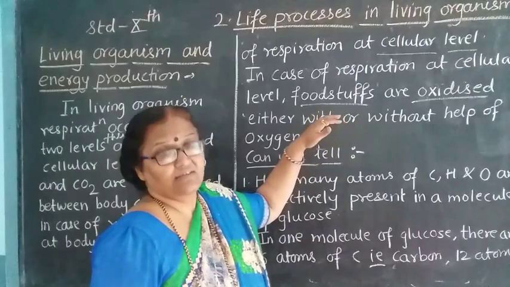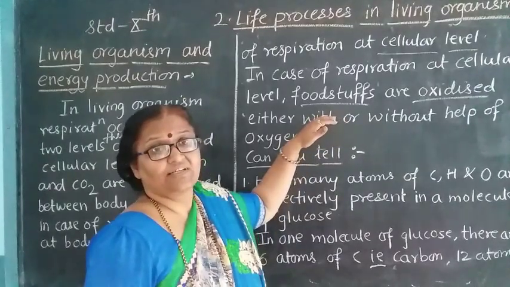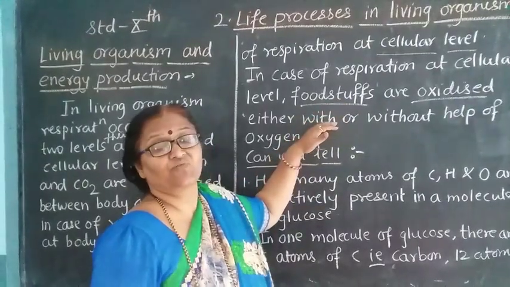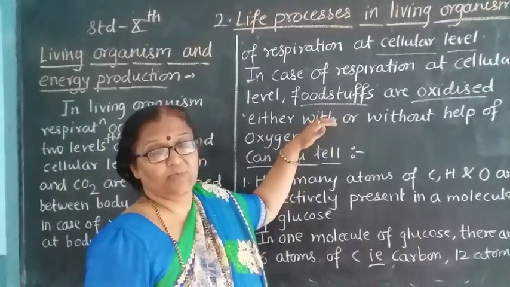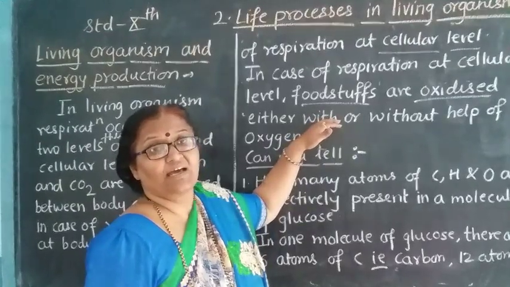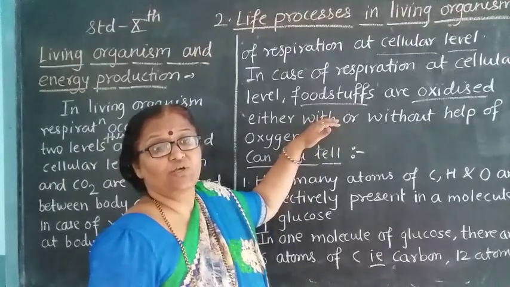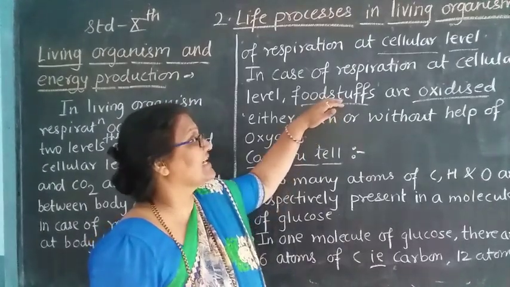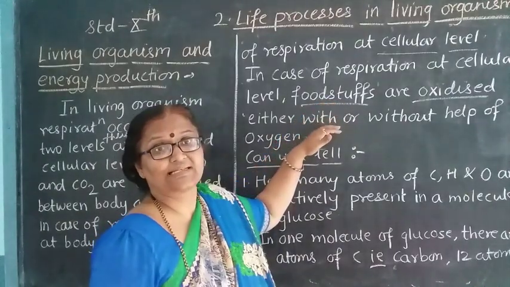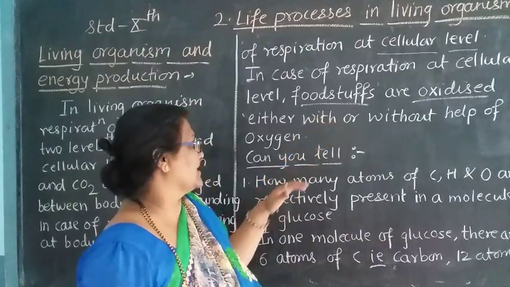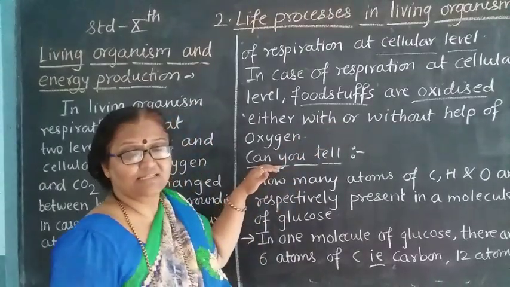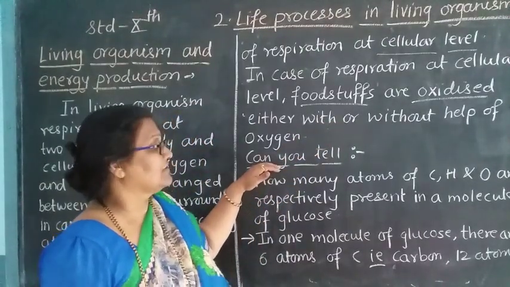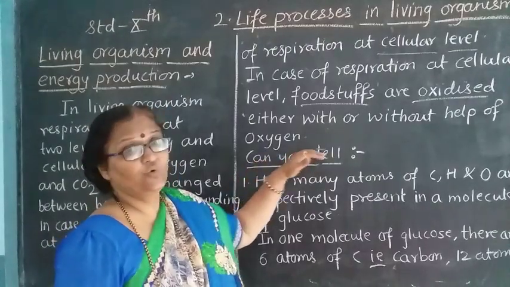When the foodstuffs are oxidized with the help of oxygen, it is called aerobic respiration. And when there is no use of oxygen in oxidizing the foodstuffs, then it is called anaerobic respiration. Now see here, there are some questions in your textbook. So what is that? Can you tell?